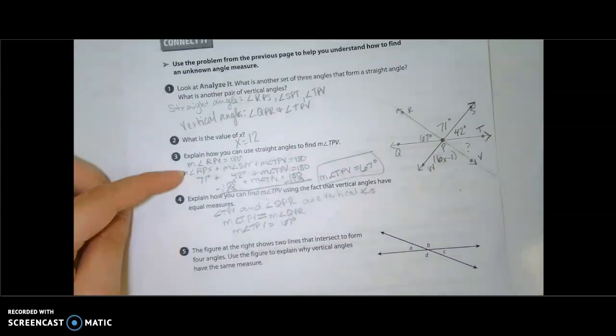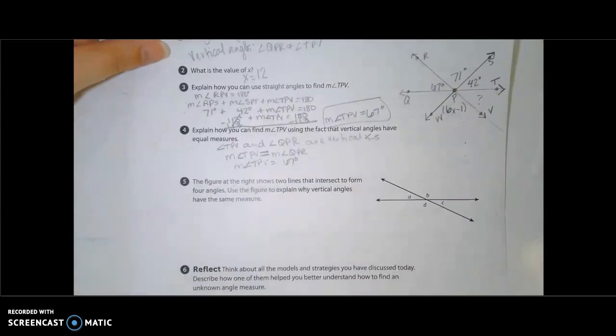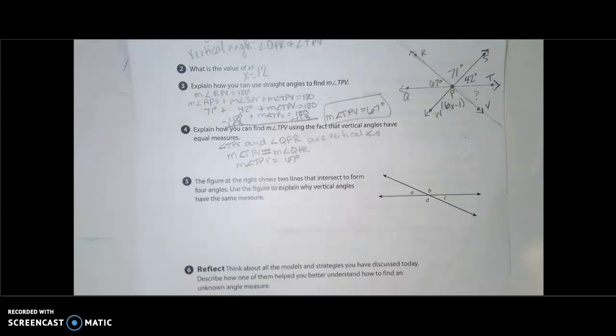And the reason why we do both of them is to show you, here we did it with 180 degrees. Here we did it as them being vertical angles. They're the same thing. So it's part of showing why vertical angles are equal. Now, number 5 is going to take us through why.